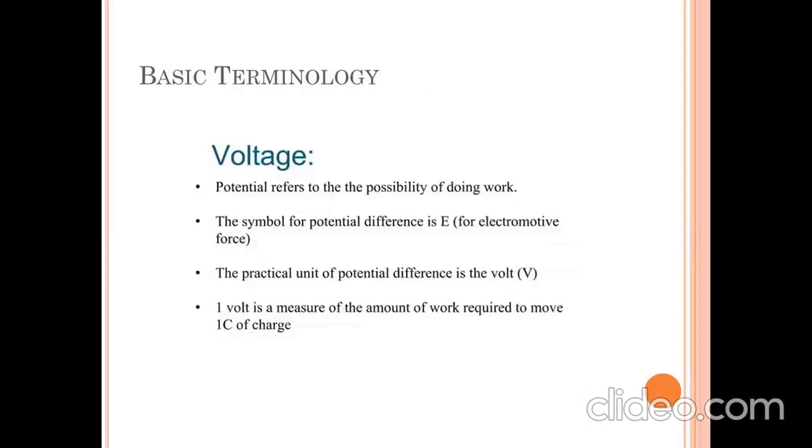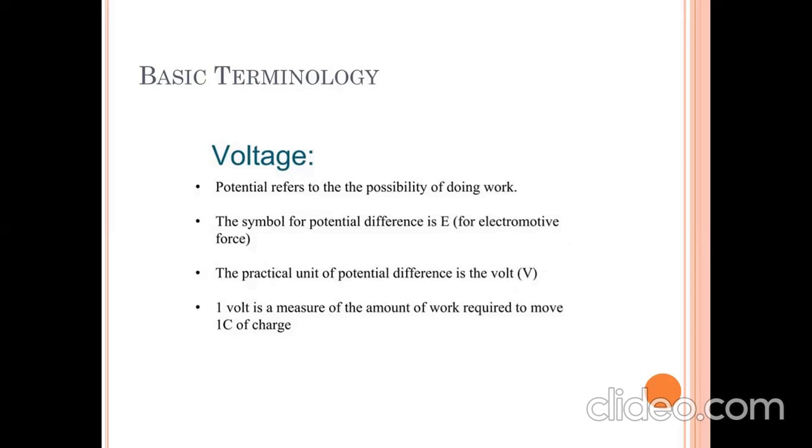So moving on to module 1, that is identification of basic electronic components. Let us first understand what are the basic terminologies which are used in electronics. So the very first thing is voltage. Now voltage is the potential difference between 2 points.